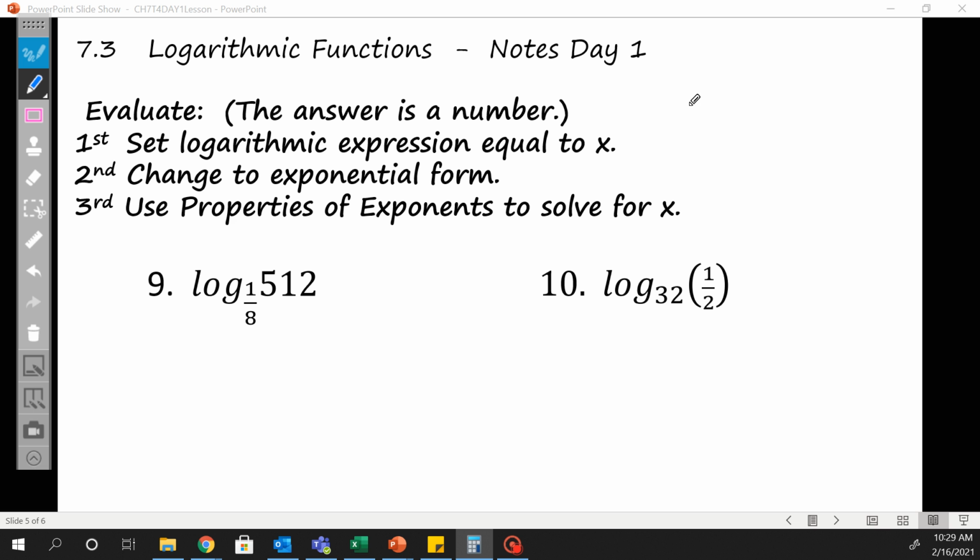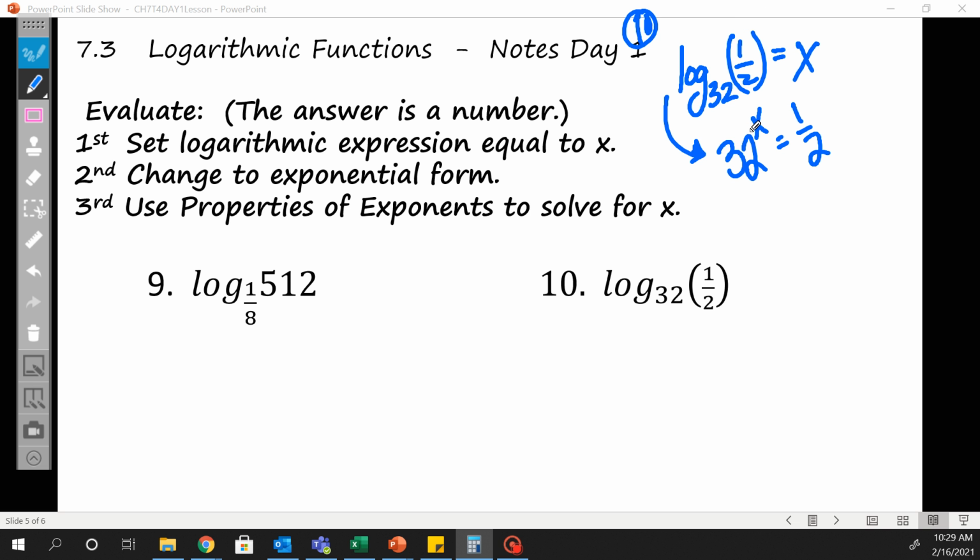And then number 10, log with a base of 32 of 1/2 equals x. Change this to exponential form, so the base of the logarithm becomes the base of the exponent, but these two numbers switch. So 32 to the x power equals 1/2. I'm going to use a base of 2 for both of these.